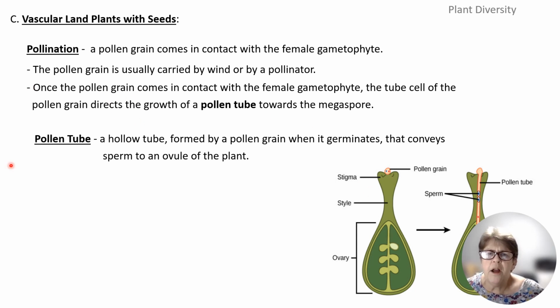Once the pollen grain comes in contact with the female gametophyte, then there's a tube cell in the pollen grain, and that's going to direct the growth of the pollen tube towards the megaspore, the female gametophyte. So a pollen tube is a hollow tube formed by a pollen grain when it germinates that conveys sperm to the ovule of the plant. So the pollen grain is here. Here's the tube cell makes the tube. And then here's the sperm going down the tube cell toward the ovules.